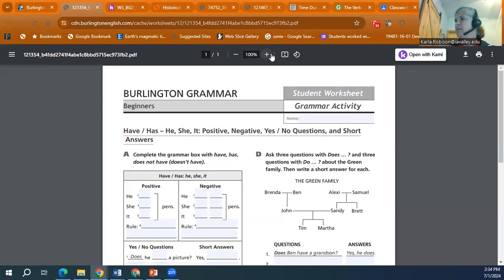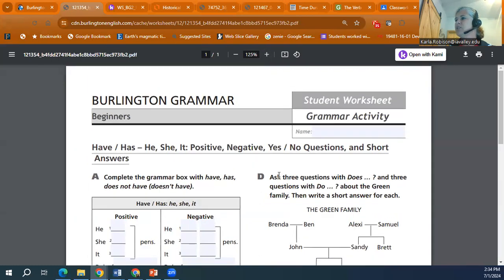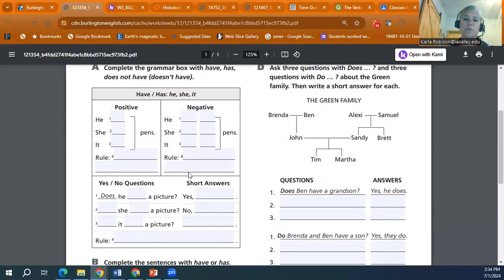All right, so I will download these worksheets and email them to you as well. So you will have everything you need to kind of go by.